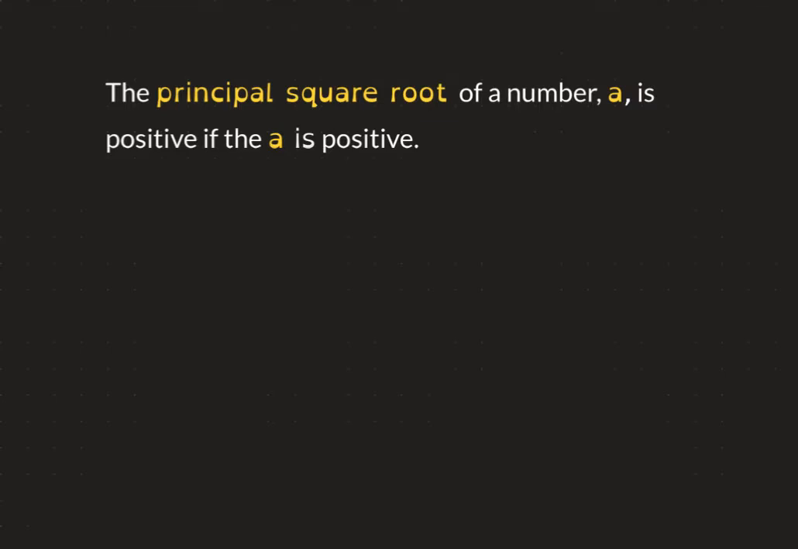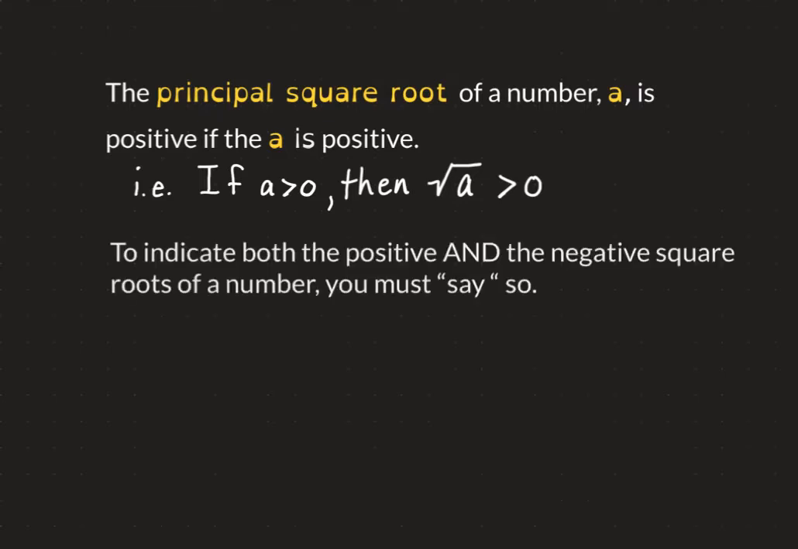The principal square root of a number, any number, say a, is positive if a is positive. In other words, if a is greater than 0, then the square root of a is greater than 0. If you are presenting a problem to someone and you want them to find both the positive and the negative square roots of a number, you must say so by using this symbolism: plus or minus square root of 144 equals positive 12 and negative 12.